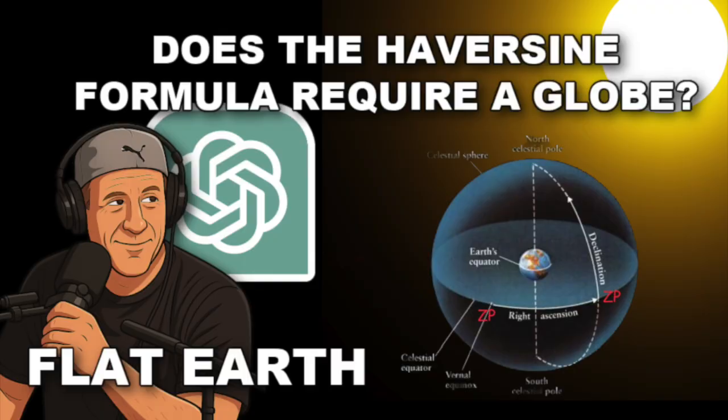Can you explain to me what the Haversine formula is when it comes to Earth coordinates?